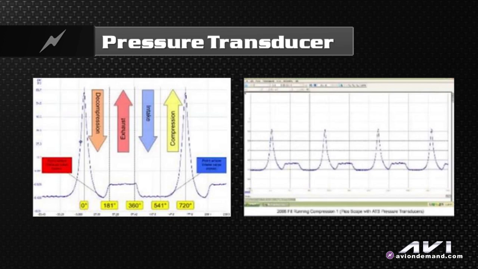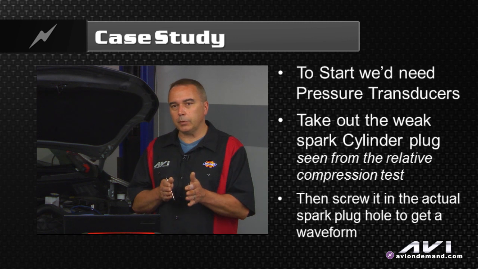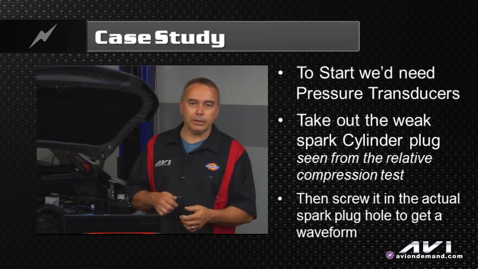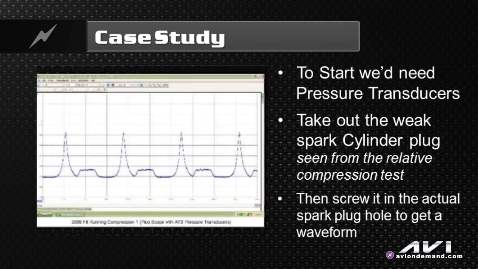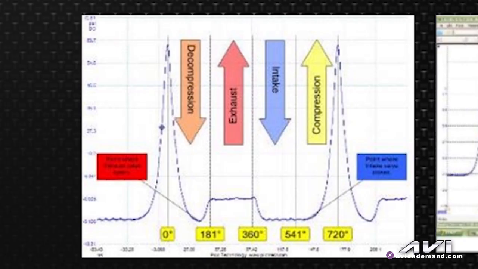To do that test, I would need to use my pressure transducers. I'd take out the spark plug of the weak cylinder that I saw on the previous screen from my relative compression test. I'd screw the transducer inside the actual spark plug hole, start the vehicle up, and I'd get a waveform like you're seeing displayed on the screen right now. These are known good waveforms. This is something for you to make as a reference point. I have little arrows displayed up there that tell you what the event of the piston is in each section of that waveform, basically looking to see if I have an exhaust valve problem or an intake valve problem during this time.